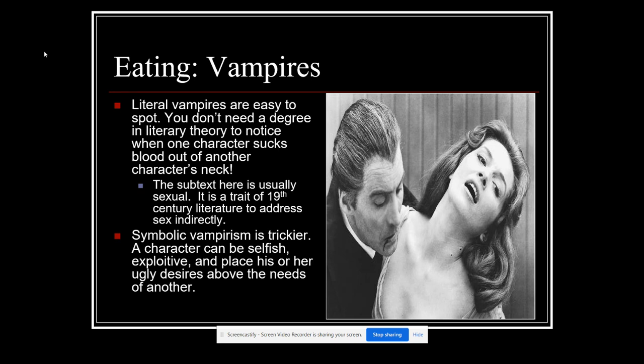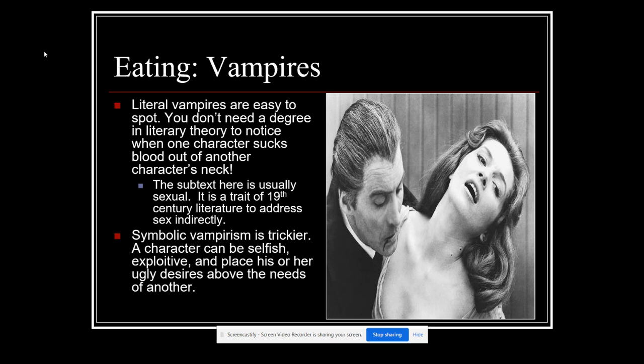Symbolic vampires, though, can be trickier to spot. Sometimes characters don't literally eat each other, but a character can be really selfish and exploitive and place his or her ugly physical desire above the needs of another. So if you see a character who is kind of a villain character that depletes another character, it might be sort of a symbolic vampire.